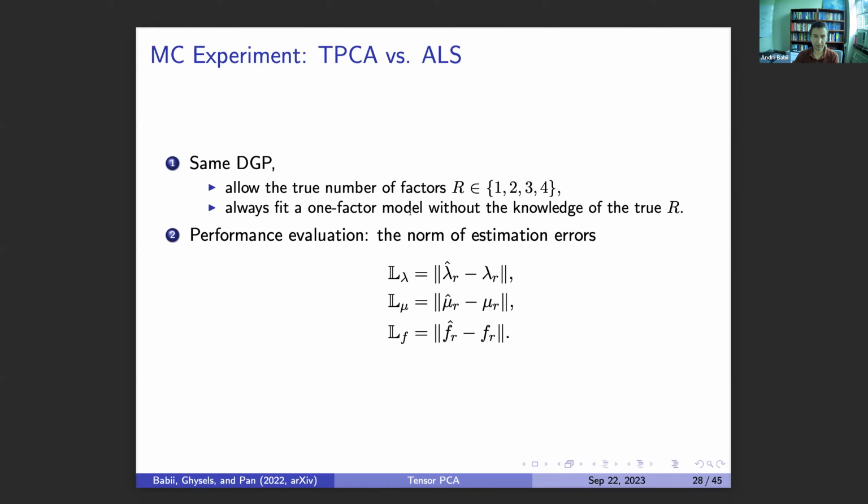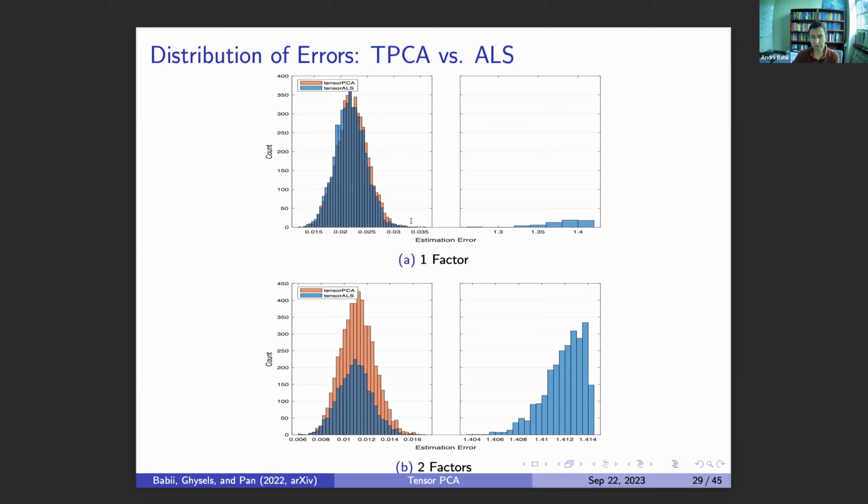So the top graph shows the distribution of estimation errors for the one-factor model. The bottom is for the two-factor model. Orange is Tensor PCA, and blue is the ALS algorithm. So what we see is that sometimes the ALS algorithm fails. So we get this right tail in the distribution of errors. Sometimes we are getting large errors.